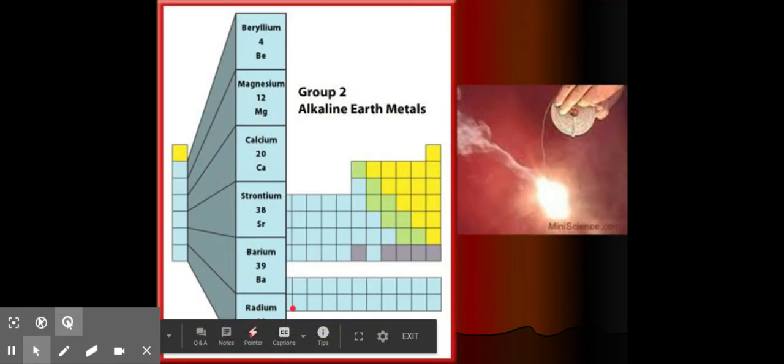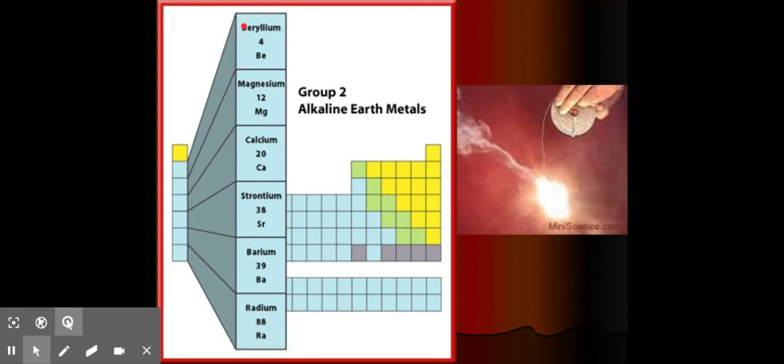Here are our group 2 alkaline earth metals. So beryllium is right here at top, starting it off, and it goes down. The magnesium is the one that we're going to burn in class, and it goes all the way down to radium, which is found at the bottom. Now this image over here shows you, for those of you at home, what magnesium looks like when you light it on fire. It literally makes an extremely bright light. It's actually one of the key ingredients in making sparklers.